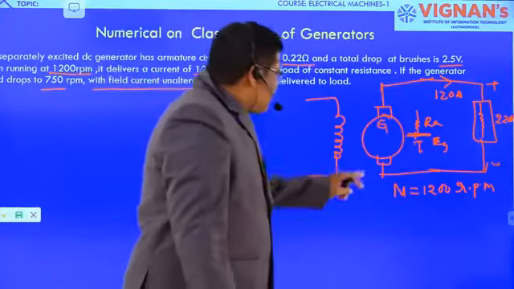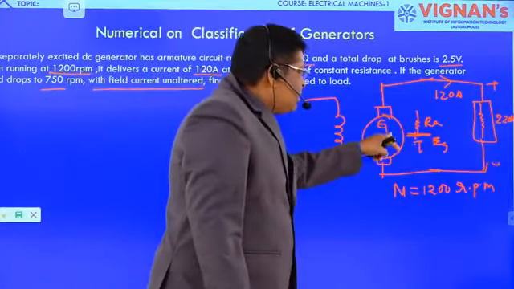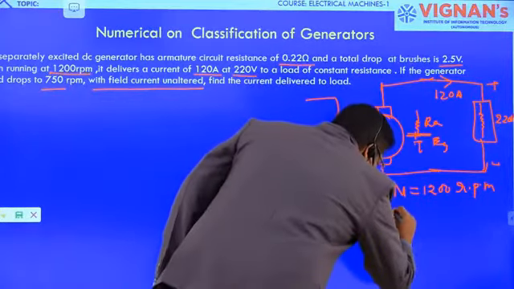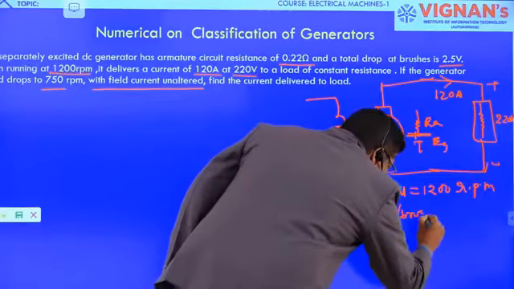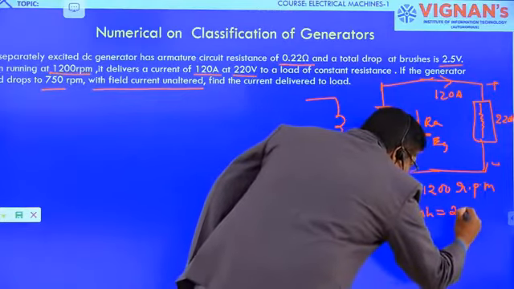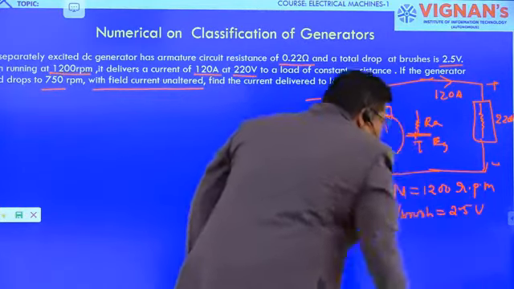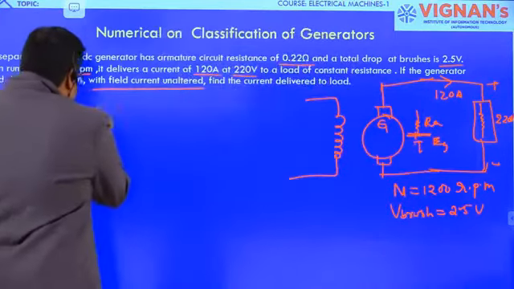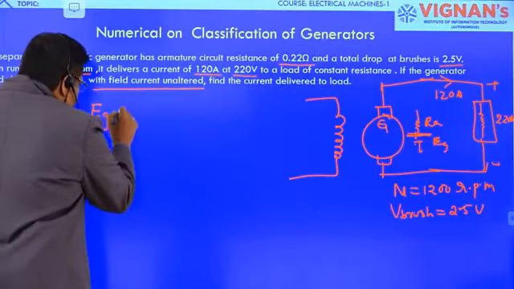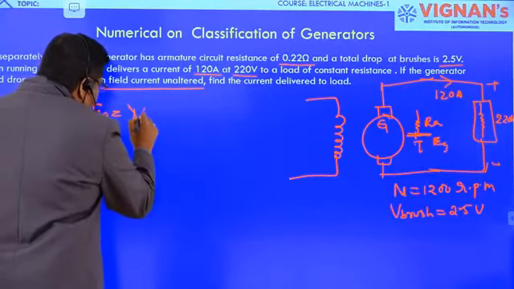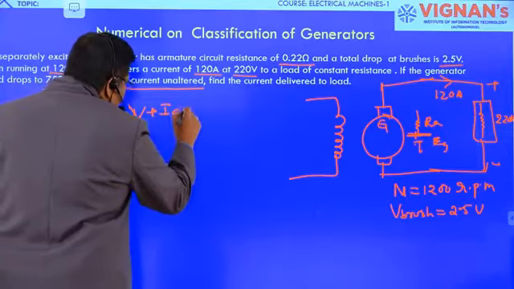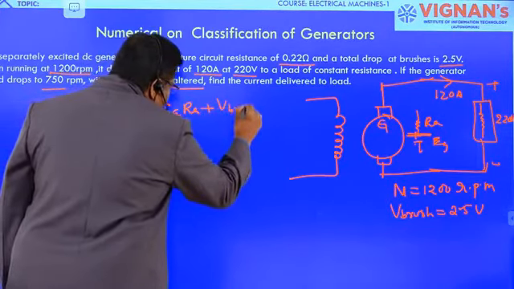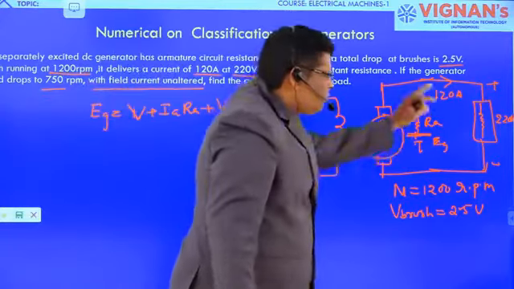First you have to calculate how much is the generated voltage in a generator. The brush voltage drop is also given, that is V brush, given as 2.5 volts. Apply the KVL in this loop. If you apply the KVL, Eg equals V plus IaRa plus V brush. Apply the KVL in this loop, you get the same equation.